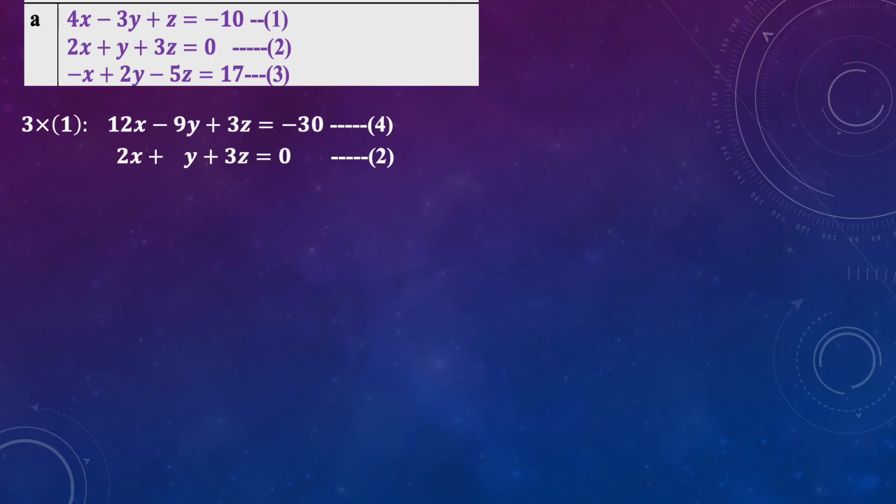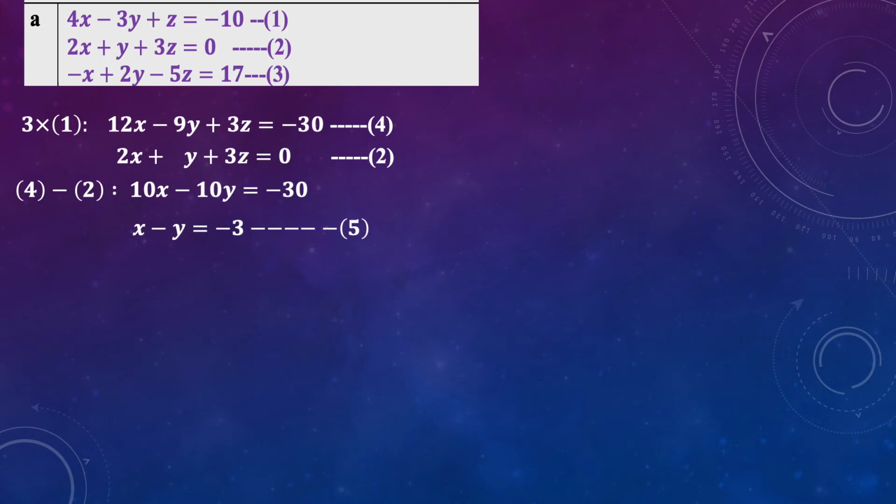Then you bring down equation 2 from the original equations, and subtract the two equations, that is 4 minus 2. You get 12x minus 2x, which is 10x, and negative 9y minus y, which is negative 10y, and then negative 30 minus 0, which is negative 30. As usual, you divide by 10 and you get equation 5, that is x minus y equals negative 3.